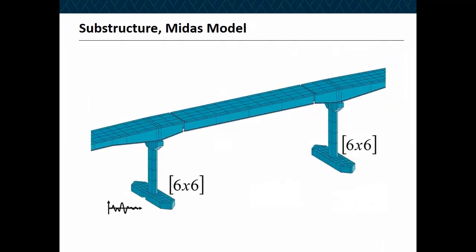So here is an example of the substructure, which I've also done with Midas in this project. This is a closer shot of one of the main piers in Midas, where I use a kinematic motion and a 6x6 matrix also to develop the model.